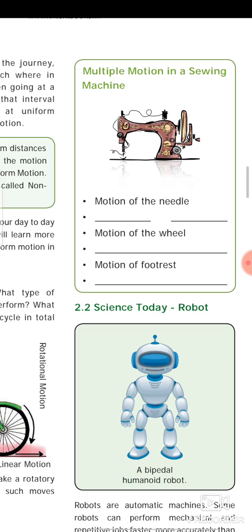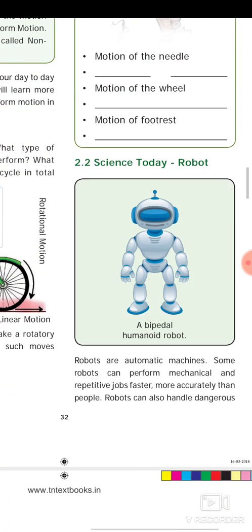Next, we need to see science today. In your science book, from 6th standard onwards, they will give you additional information about some science factors which is not related to the portion. Here, the science factor given is robot. About robots. Robots are automatic machines.